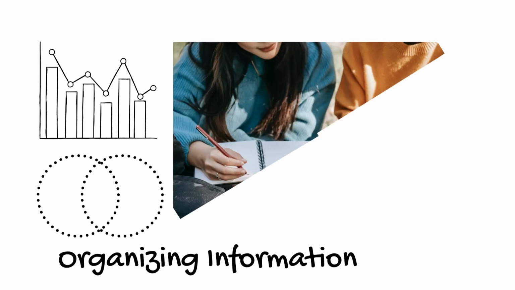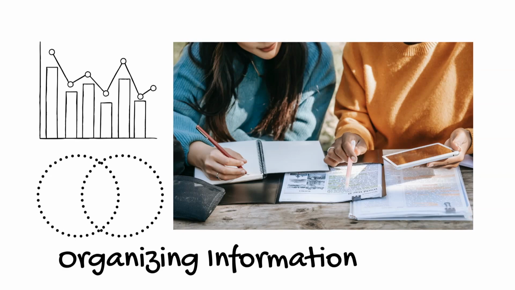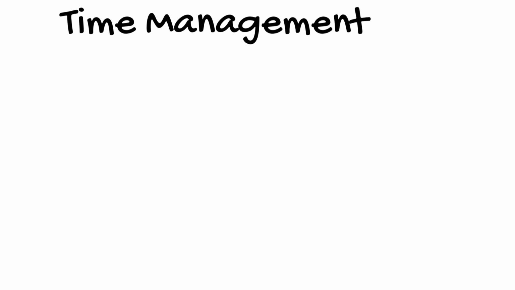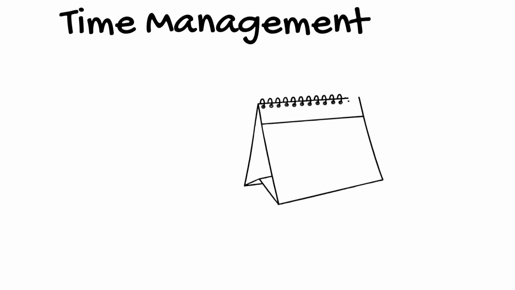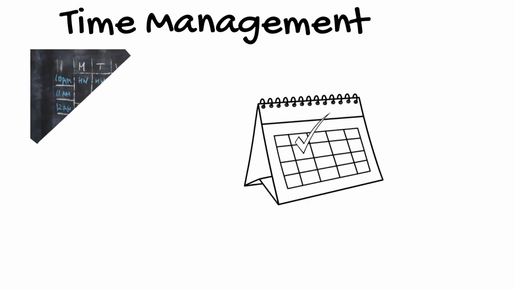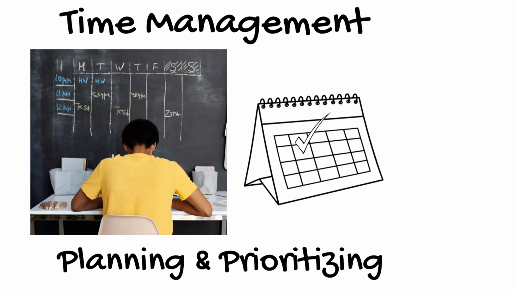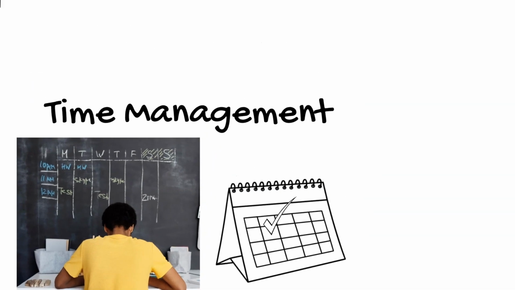Organizing information. It's not just about organizing your things. Being able to organize information and communicate your ideas clearly is another aspect of executive functions. Time management. This is a big one. Developing and practicing strong time management skills is probably one of the most important things you can do as a student. Planning ahead and prioritizing tasks will help you to stay focused and be productive.